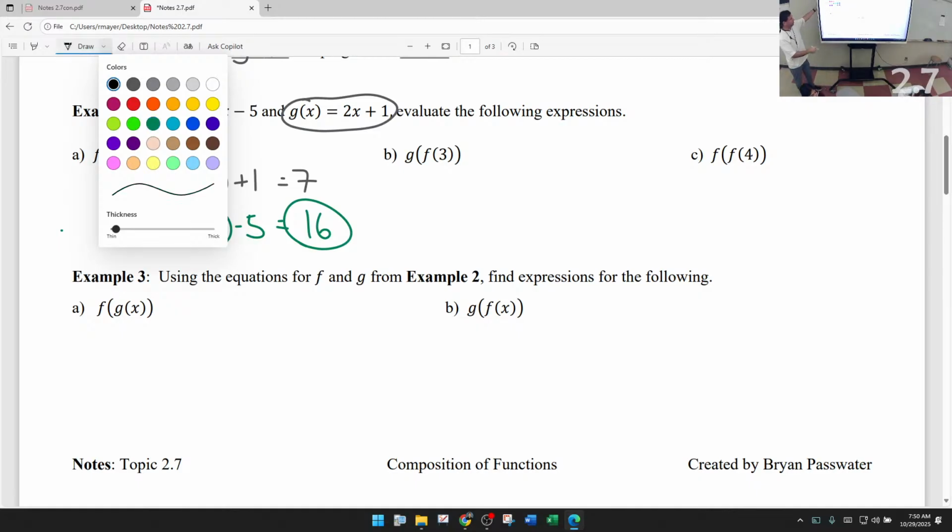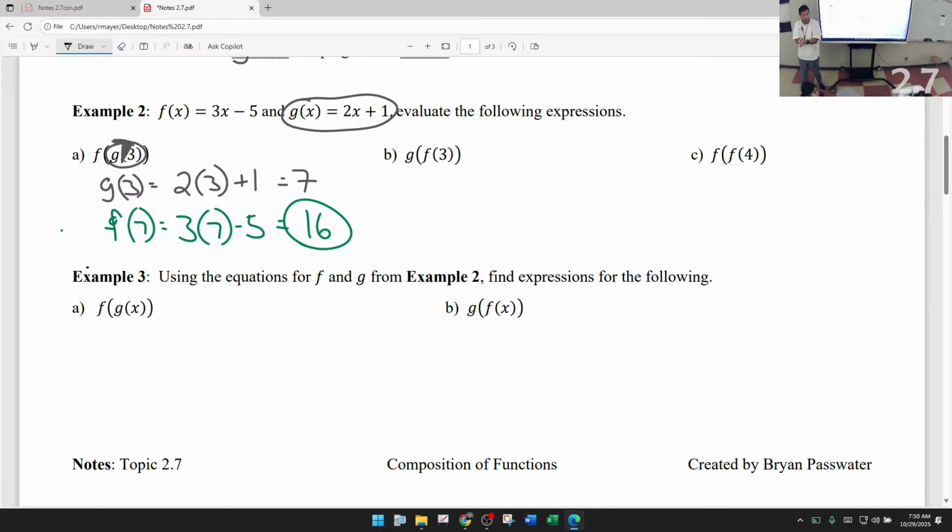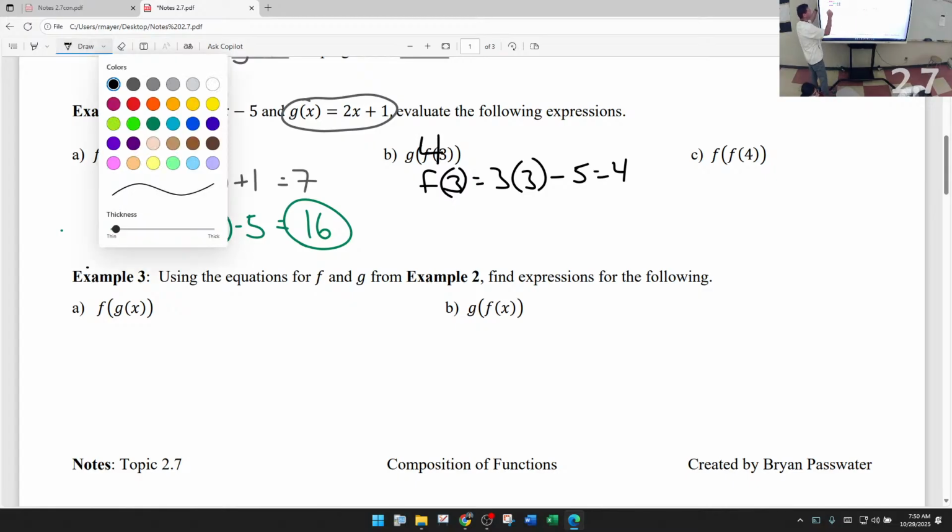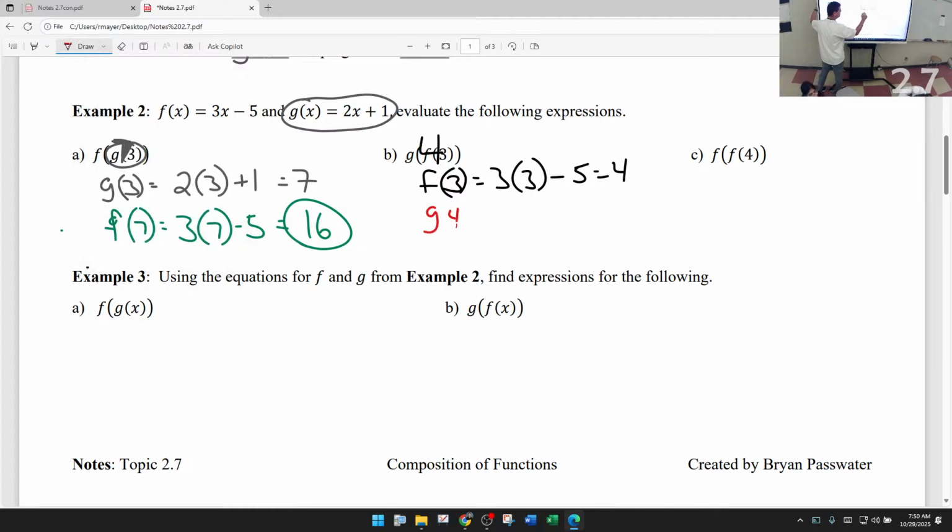So now I want to do g of f of 3. This time I'm going to start with f. So f of 3 is going to be 3 3s minus 5. 9 minus 5 is 4. So really I'm replacing this with 4. And then I got to do g of 4. And so g of 4 will now be 2 4s plus 1, which is 8 plus 1, which is 9.